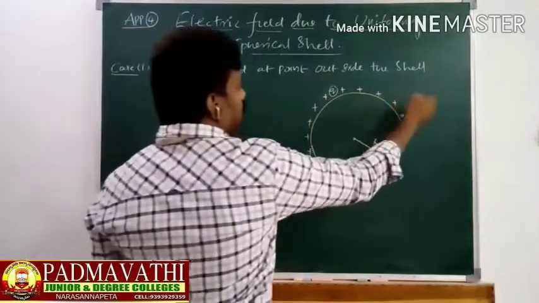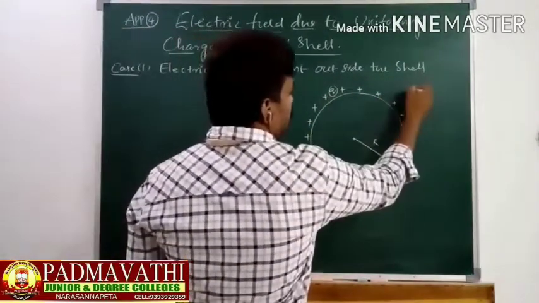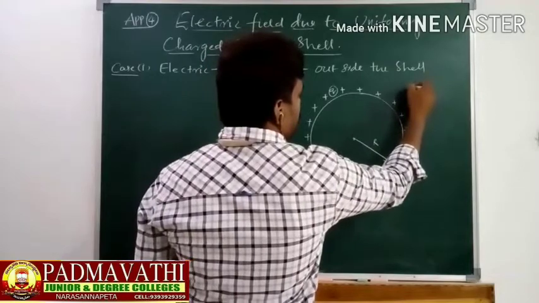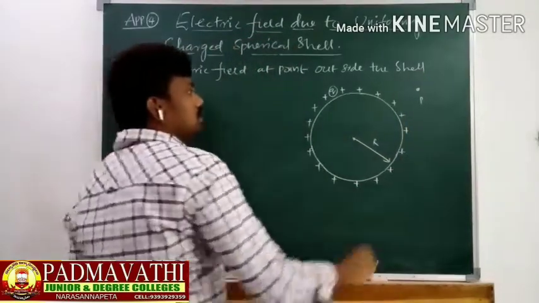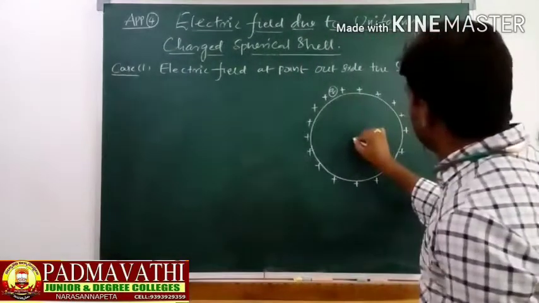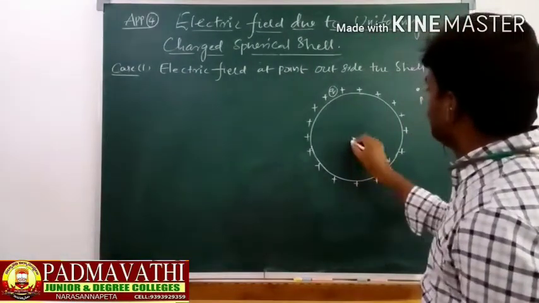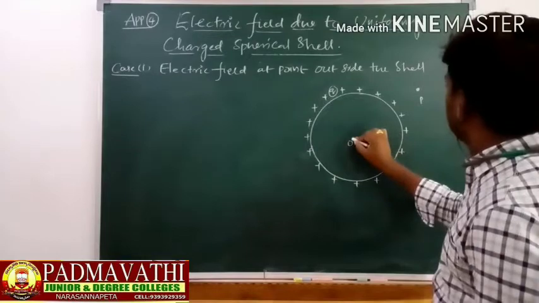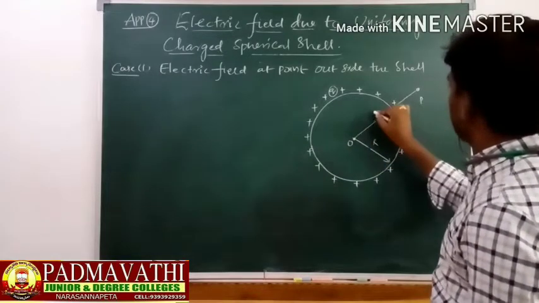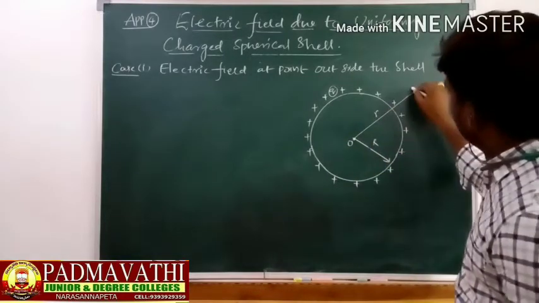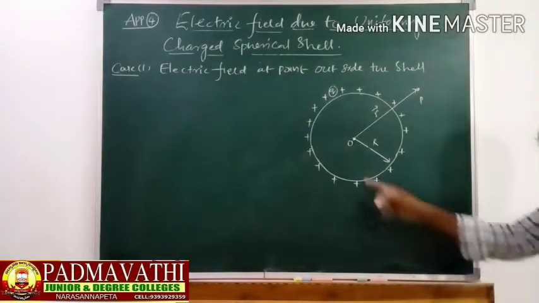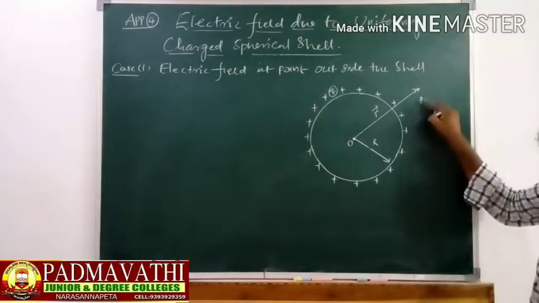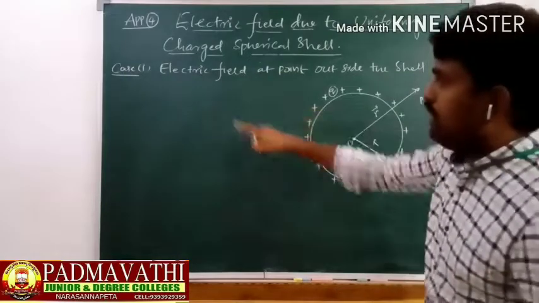So here the point we have to locate outside the shell, that is nothing but point P. Let us take point P here, the center is O, which is at a distance R. This is R, and we can write it as R bar also, the position vector of point P with respect to O. At point P, I want to determine the electric field.